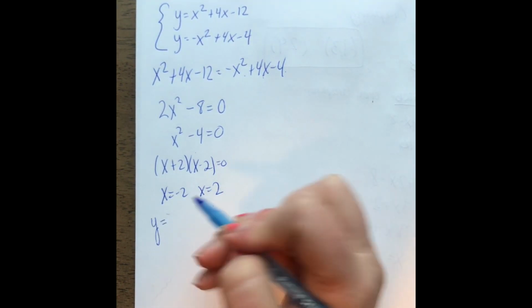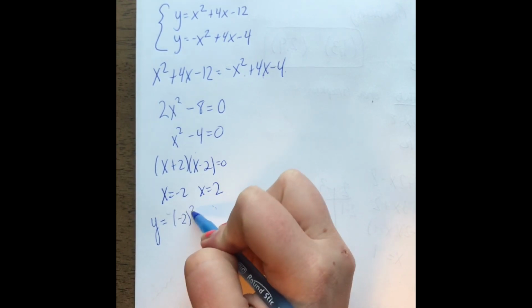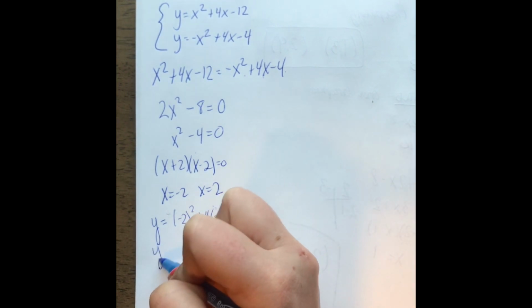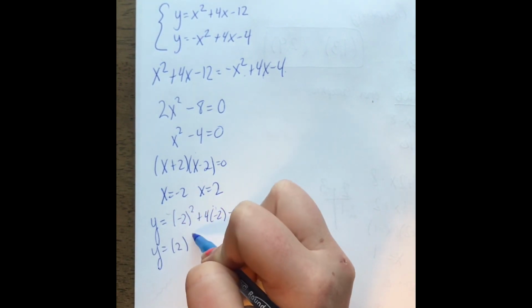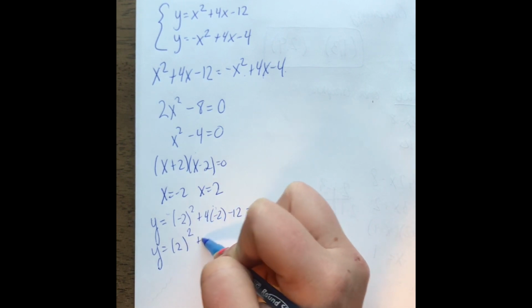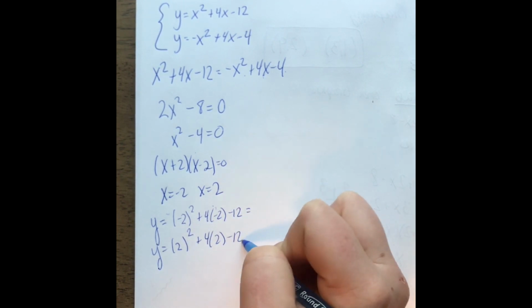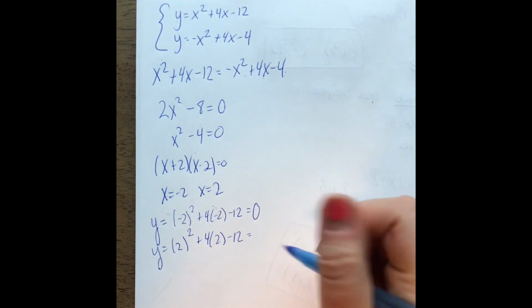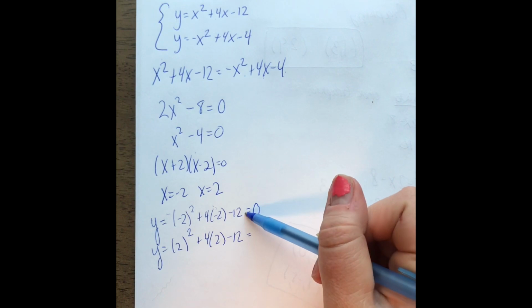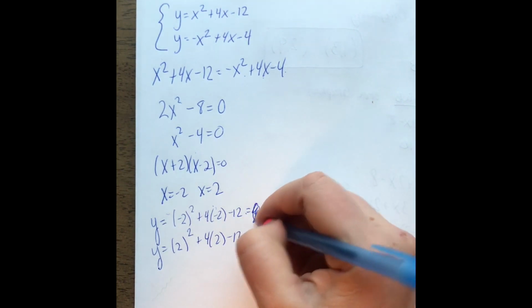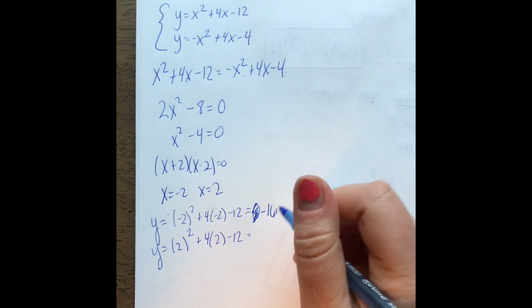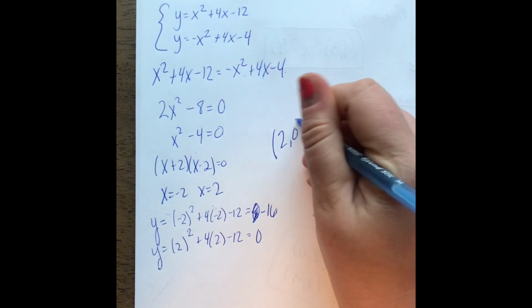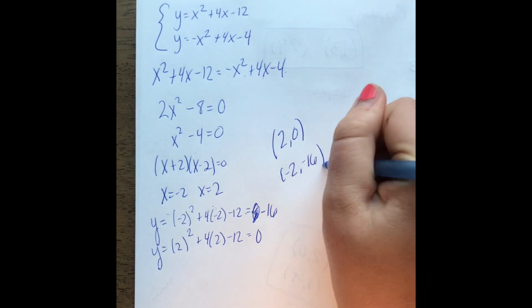y is equal to, again, whenever you do substitution, put parentheses around it. I'm going to do this for both numbers, 2 and negative 2. When you plug in the 2, you should get 0. And when you plug in negative 2, you should get negative 16. My apologies, and when you plug in a positive 2, you should get 0. So your solutions are the coordinate points (2, 0) and (negative 2, negative 16).